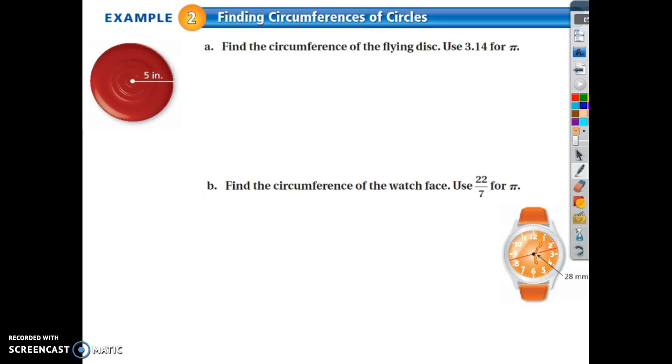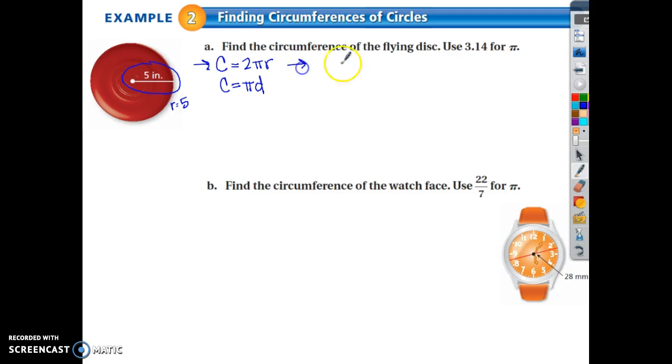In example 2a, we want to find the circumference of the flying disc. So remember that our two options are c equals 2 pi r, or c equals pi times the diameter. You're going to choose which one to use depending on the information you're given. Now in this image, this flying disc or frisbee, I see that the radius halfway across the circle is 5 inches. So since they give me the radius, I'm going to use the first of the two formulas, c equals 2 pi r.